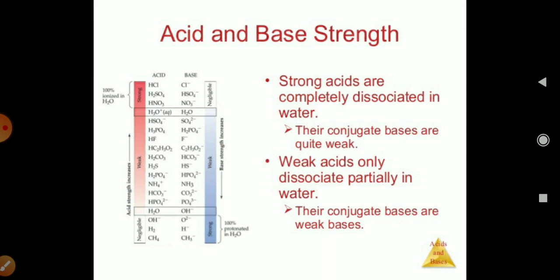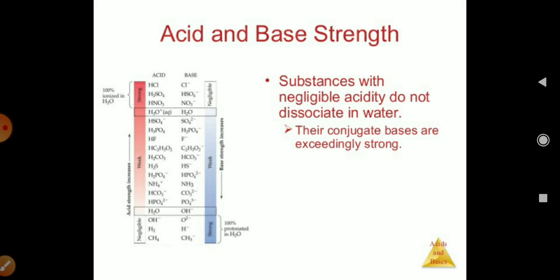Okay, so what are the strengths of acids and bases? This is the sequence of acids and bases by their strength. Strong acids are completely dissociated in water because their conjugate bases are quite weak. Weak acids only dissociate partially in water because their conjugate bases are weak bases. The substances with negligible acidity do not dissociate in water because their conjugate bases are extremely strong.